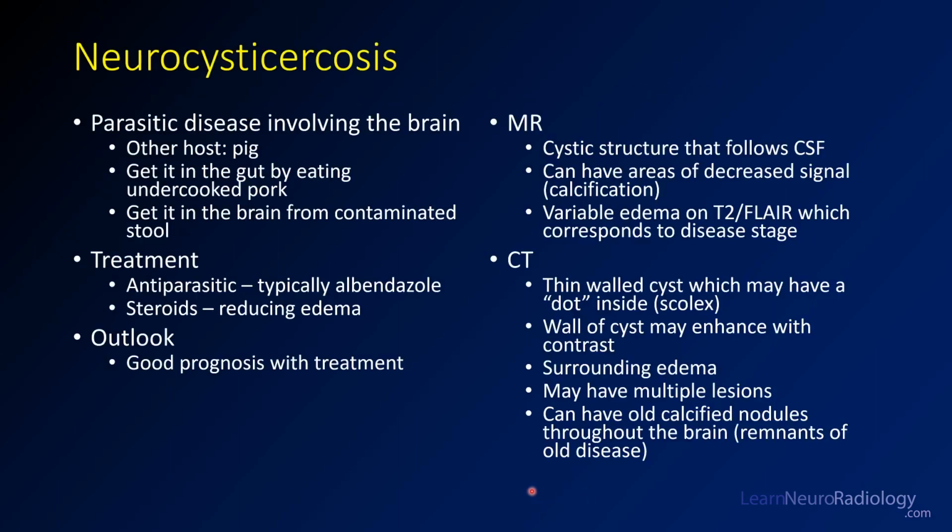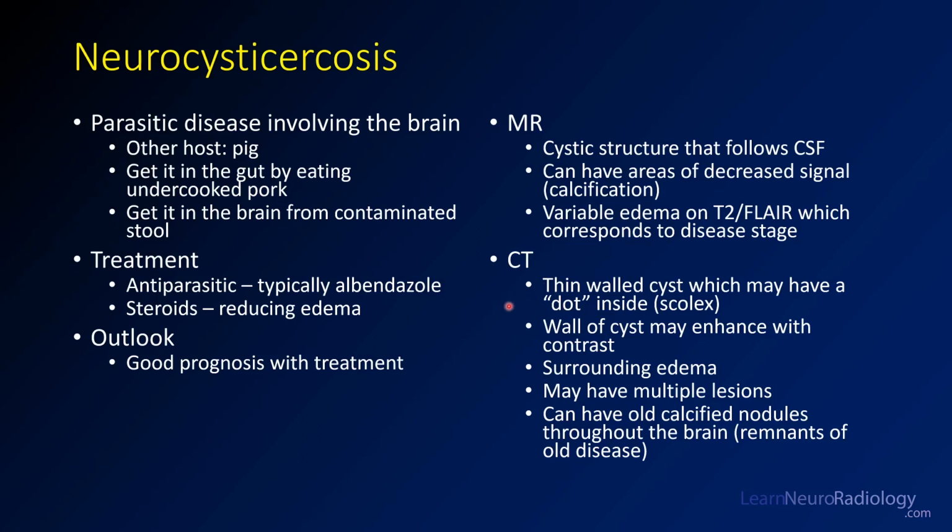This is a case of Neurocysticercosis. This is a parasitic disease involving the brain, the tapeworm Taenia solium. The other host that gets this is the pig. You get this in the gut by eating undercooked pork, but if you have a stool contaminated with ova, then you can get it in the brain. The treatment is antiparasitics, typically albendazole, and steroids are good at reducing the edema. This is one of the most common causes of acquired seizures in endemic countries such as Latin America.